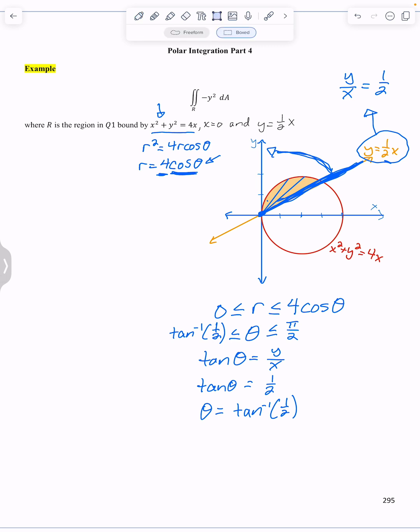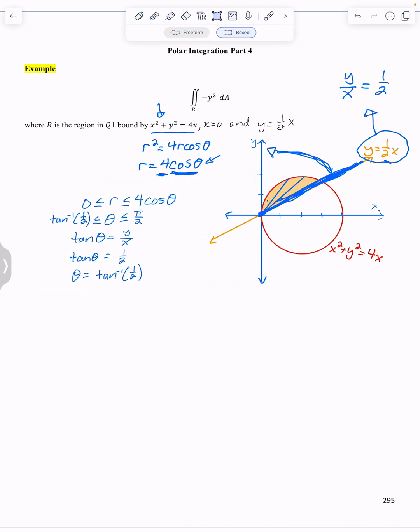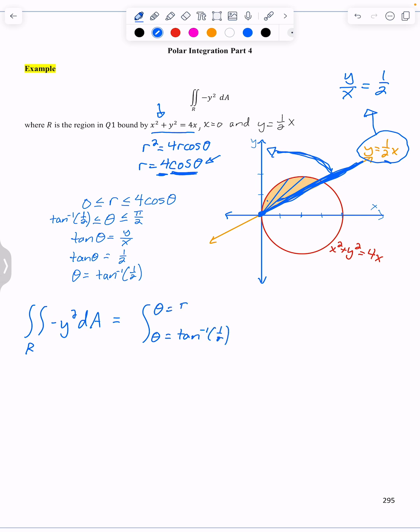Now we can set that up. I'm going to shrink this and move it so I don't have to scroll so much. I have my bounds, so I can set this up. That double integral over R of negative y squared dA is equal to, theta runs from arctan of 1/2 up to pi over 2. r runs from 0 to 4 cosine theta.